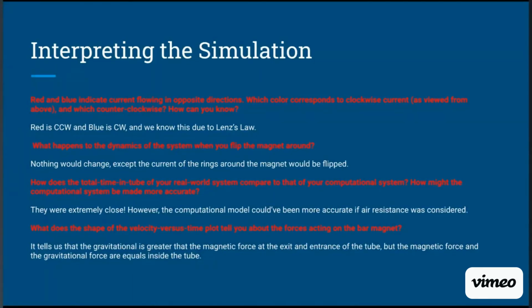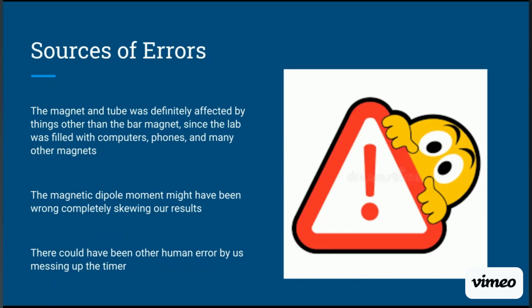We know that the red loop is counterclockwise and the blue loop is clockwise due to Lenz's law. If the magnet were flipped, nothing would change in the experiment, except the currents in the rings would be flipped. Additionally, the computational and experimental results were very close, and the computational model could get more accurate if we considered air resistance. Finally, like I said before, the graph tells us that the gravitational force is stronger at the entrance and the exit of the tube, but the magnetic force and the gravitational force are equal on the inside of the tube.